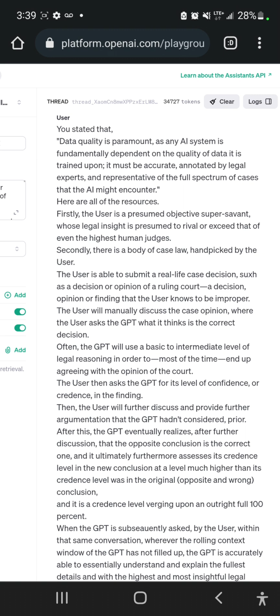one. And the GPT ultimately furthermore assesses its credence level in the new conclusion that it had there, now at a level much higher than its credence level was or had been for that original opposite and wrong conclusion prior. And furthermore, it's a credence level that's verging now upon an outright full 100%. As a side note, assuring virtually and practically that we really do have the correct understanding now.